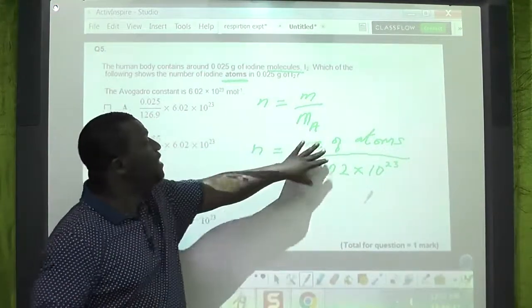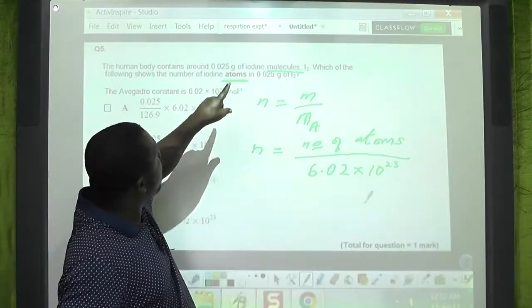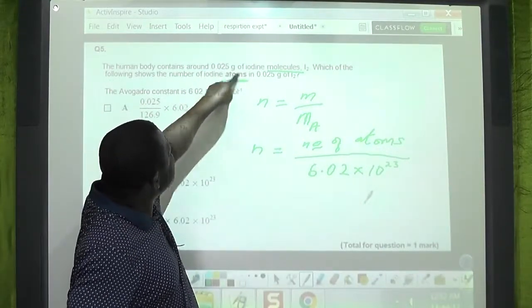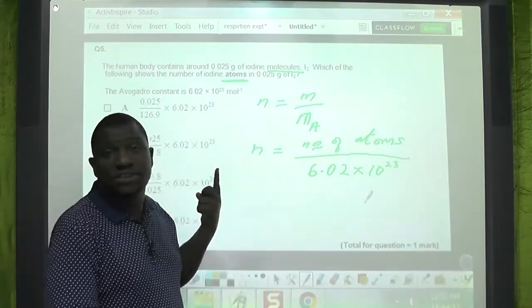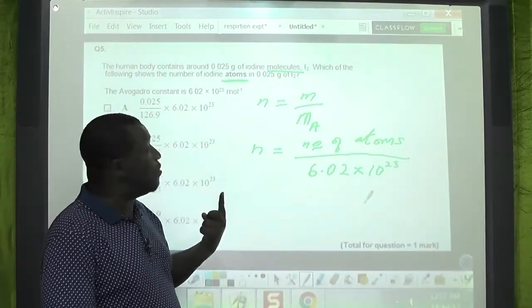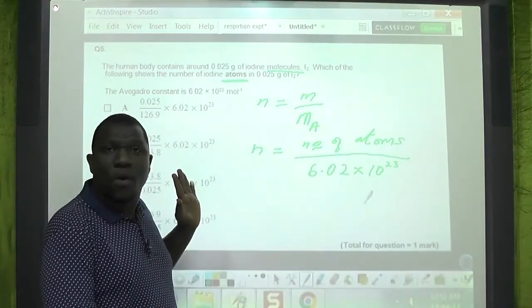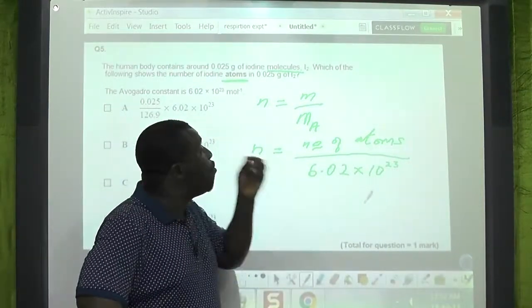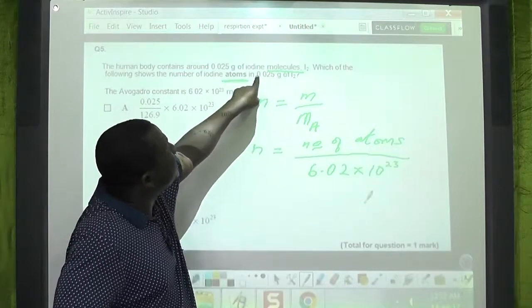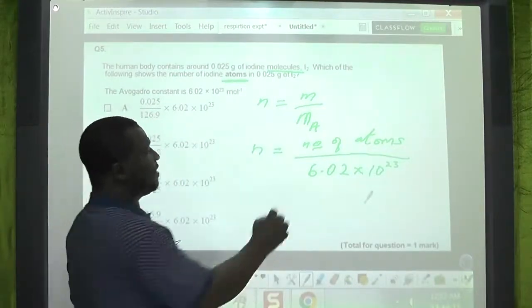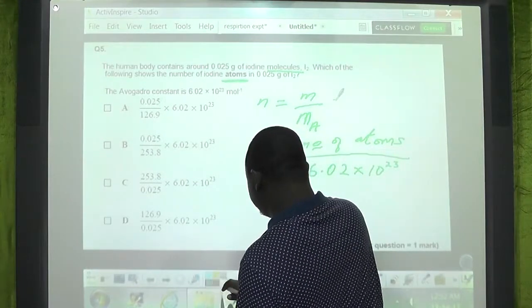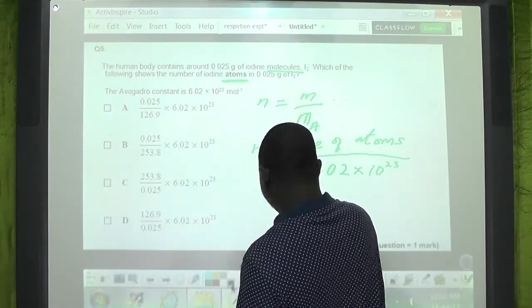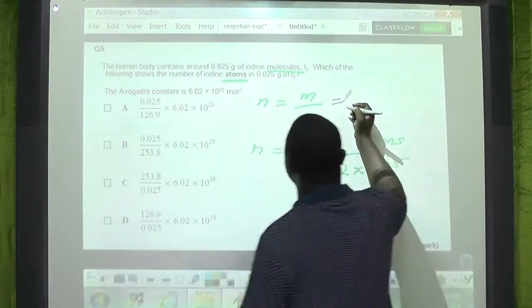But for us to use this, we first have to get the number of mole from this amount, 0.025 grams, because we are not given 1 mole of iodine. If we are given 1 mole of iodine, we just say this. Then we go. But we are given something that is less than 1 mole of iodine. So the first thing we will do is to come here and calculate this.